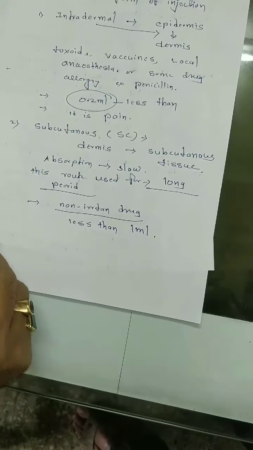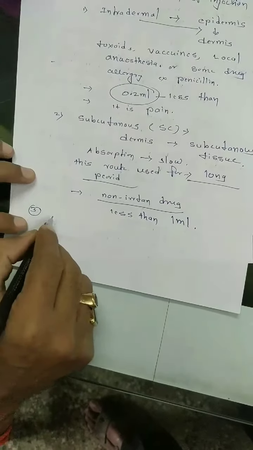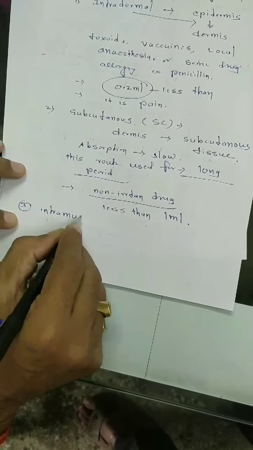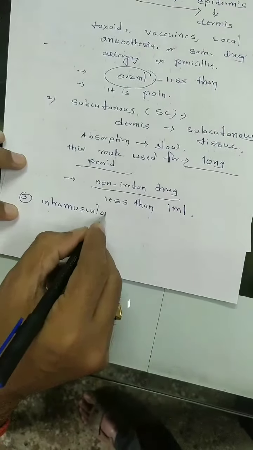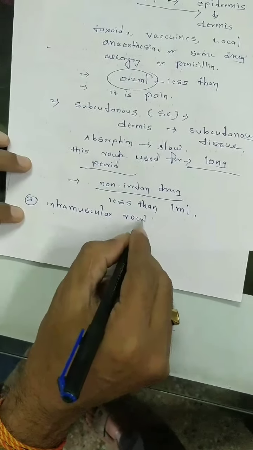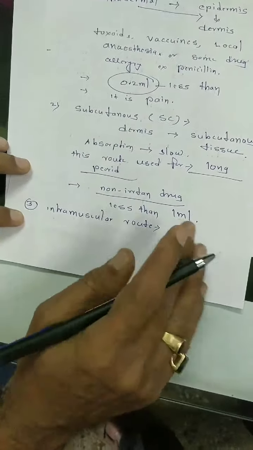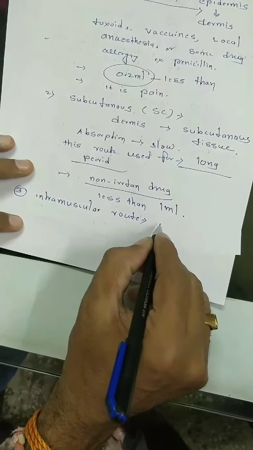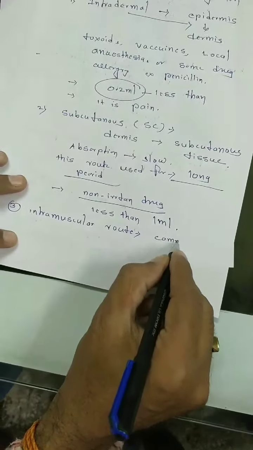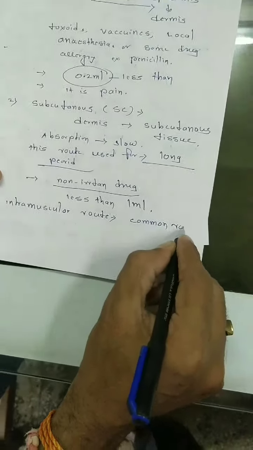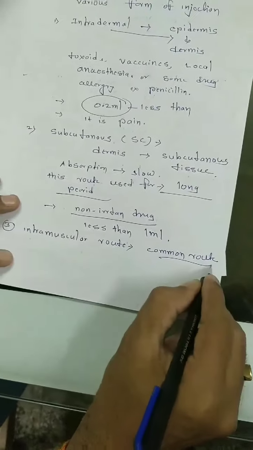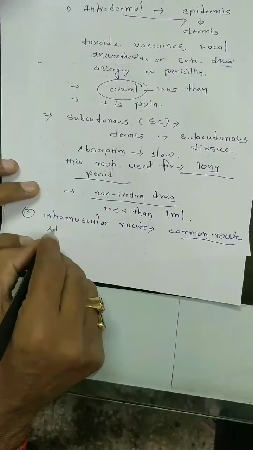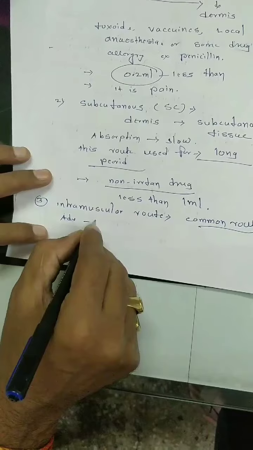Okay, now the next route, the intramuscular route, that is the next form of injection. You know, it's a very common route. Doctors always use intramuscular injections. It's very common, you know it very well. Now see the advantages.